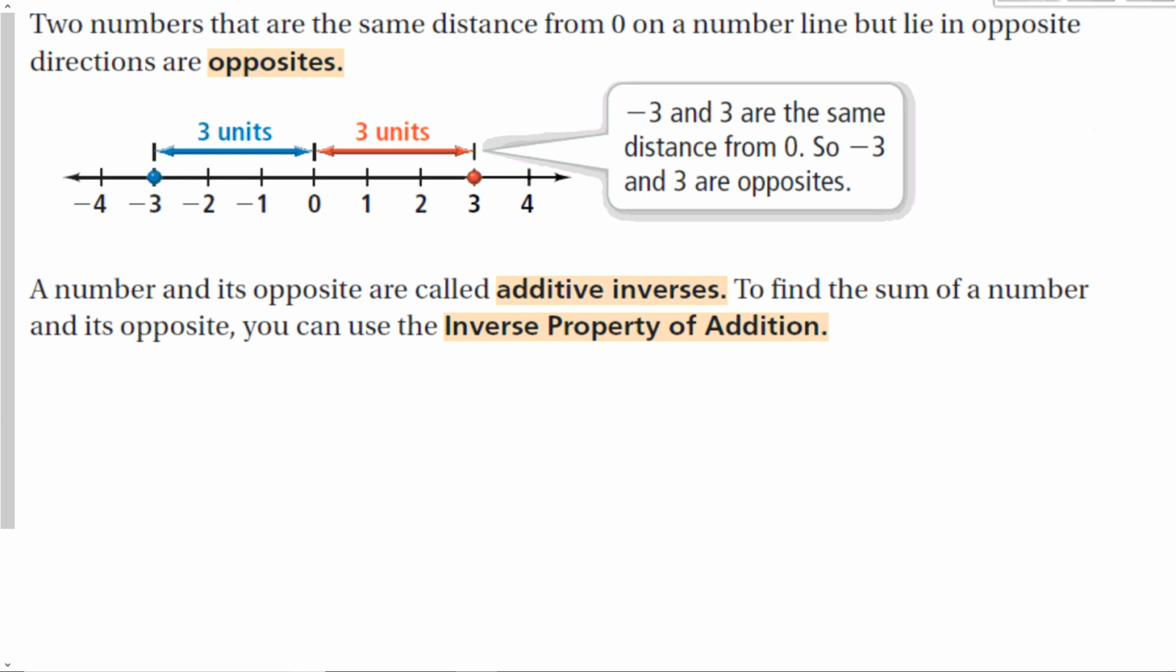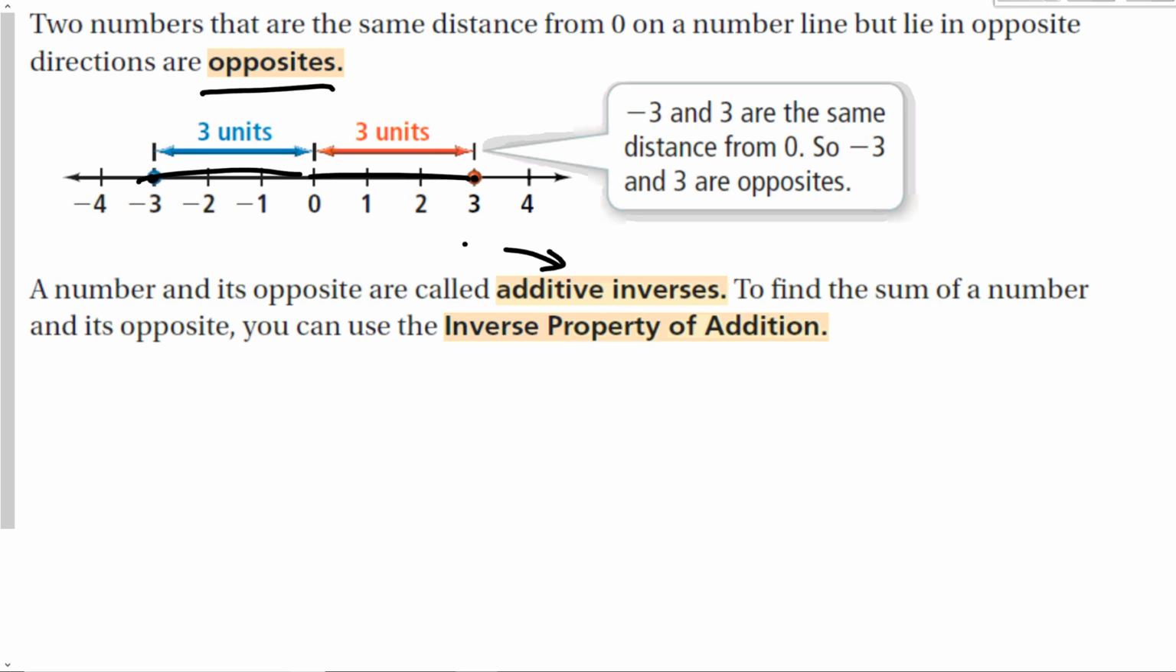Okay? So, two numbers that are the same distance from 0 on a number line, but that lie in opposite directions are called opposites. Makes sense. They're in opposite directions. So in this case, 3 and negative 3 are both 3 units away from 0, so they are opposites. Usually opposites have the same numbers, different signs. And a number and its opposite are called something special. They're called additive inverses.